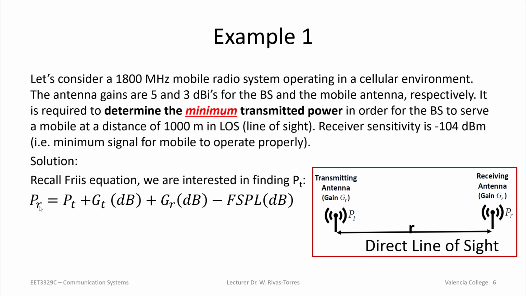Now, our first equation was set for power received, but if you look closely, we know the transmit gain, right? We know how much the receive antenna gain is. Well, we don't really know free space loss, but we know R, and from R we can calculate the free space loss. They actually told us what the receive power is, right? That's minus 104 dBm. So what we need to calculate is the transmit power. So let's go ahead and do that.